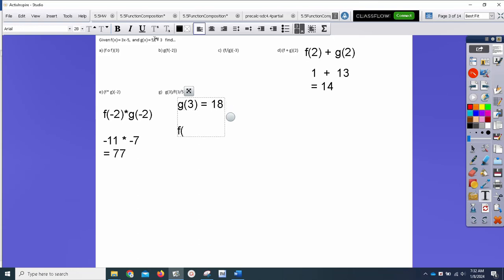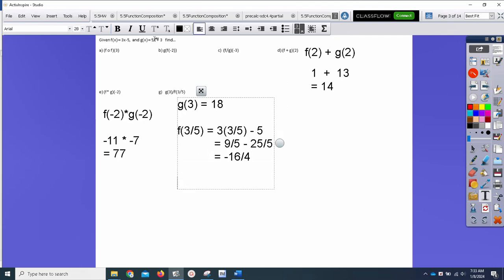Now let's find f of 3/5. It is going to be 3 times 3/5 minus 5, which is 3 times 3 is 9/5 minus 5, which would be 9/5 minus 25/5. So it turns out to be, what, negative 16/5?